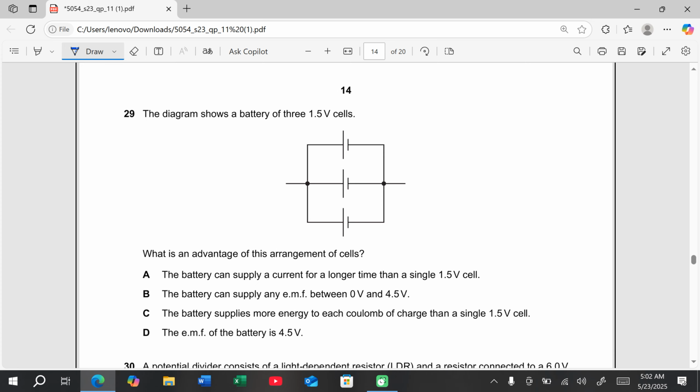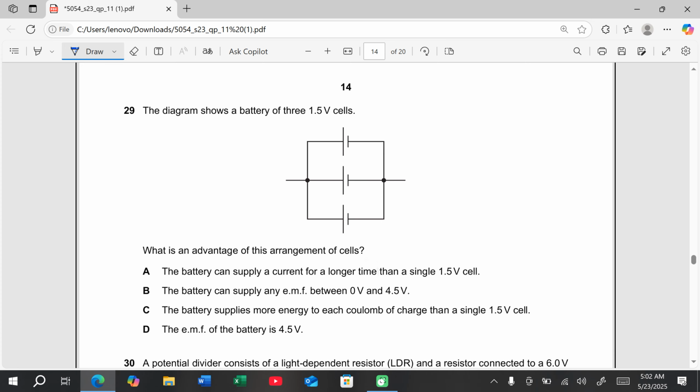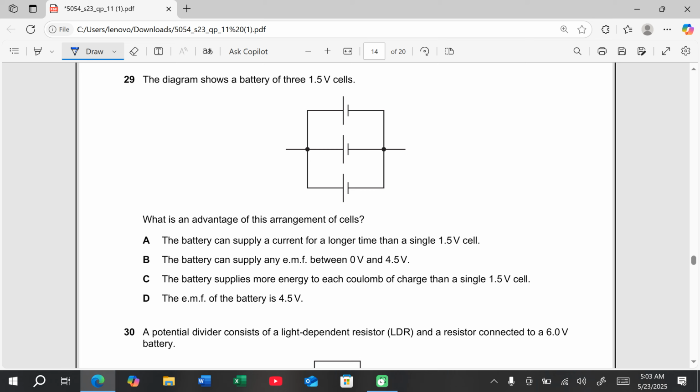The diagram shows a battery of three 1.5 volt cells. What is the advantage of this arrangement of cells? The battery can supply the current for a longer time than a single 1.5 volt cell. That's a correct statement, but let's move on to the other ones. The battery can supply any EMF between, that's wrong. That should have been in series then. The battery supplies more energy to each coulomb of charge. No, that does not apply. The EMF of the battery is 4.5, that's wrong as well. So only A is the right answer.